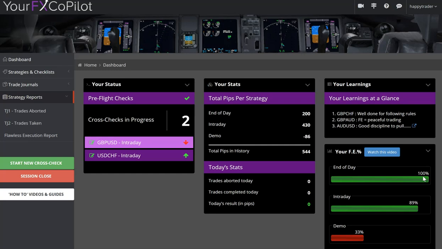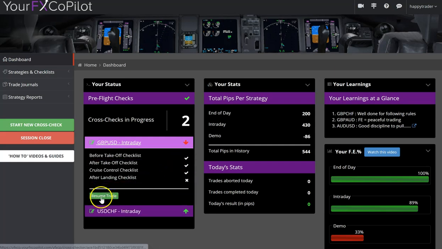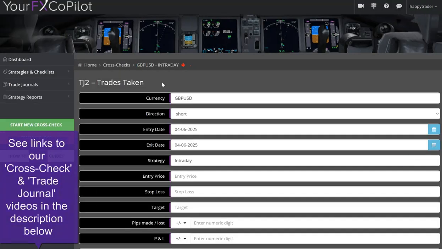So this is how it works. I'm just going to resume and complete an existing cross-check. And as you can see, once you've completed a trade through the cross-check process, your FX CoPilot takes you directly to the trade journal form for you to fill in.